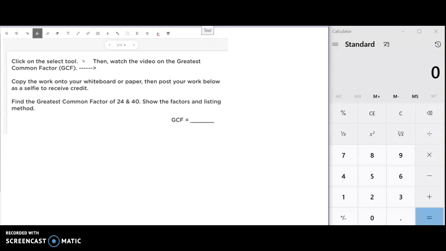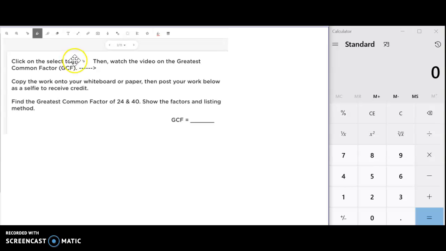Okay guys, let's look at this. It says click on the select tool, then watch the video of the greatest common factor, GCF. Copy the work onto your whiteboard or paper, then post your work below as a selfie to receive credit. And we're going to find the greatest common factor of 24 and 40, showing the factors and the listing method.